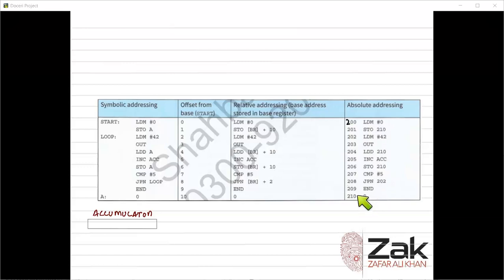So this is address 210, so we have used 210. This is 210, this is 210, this is 202. So this we have used 202.